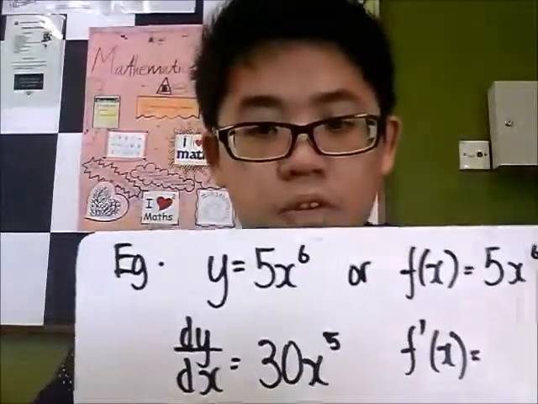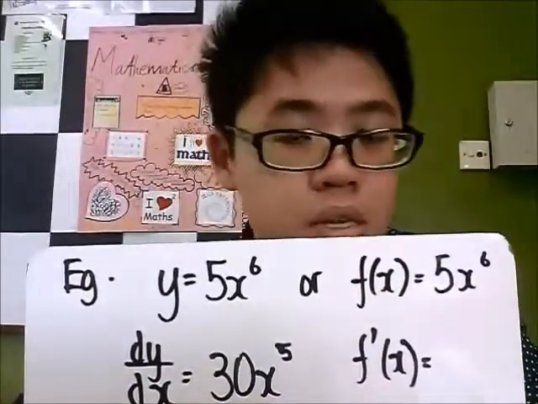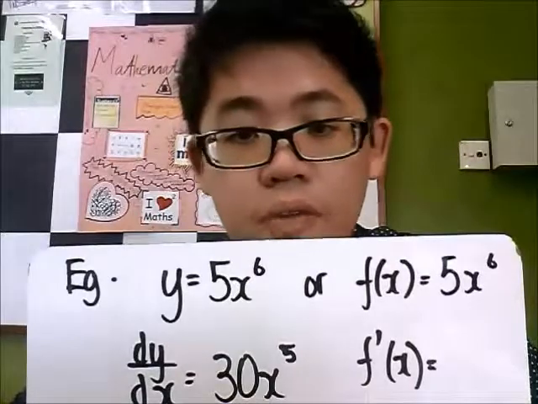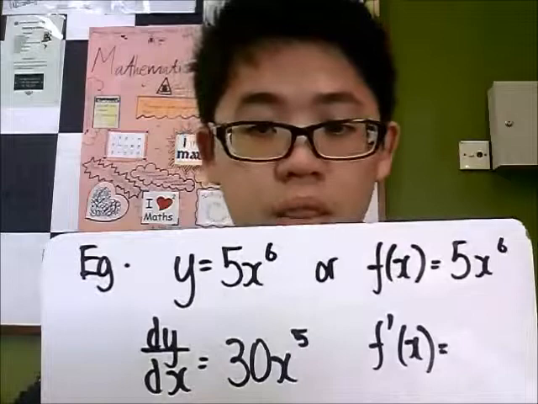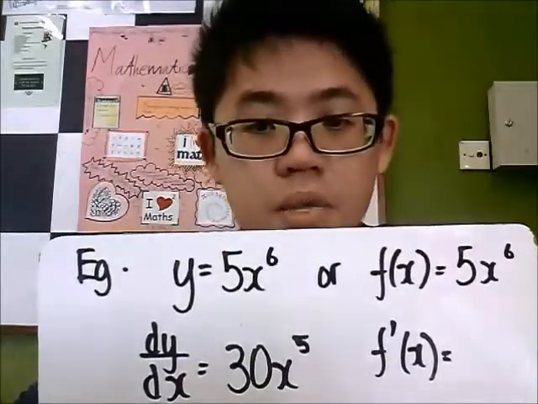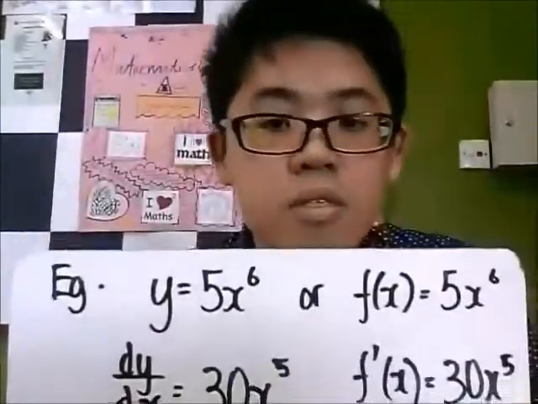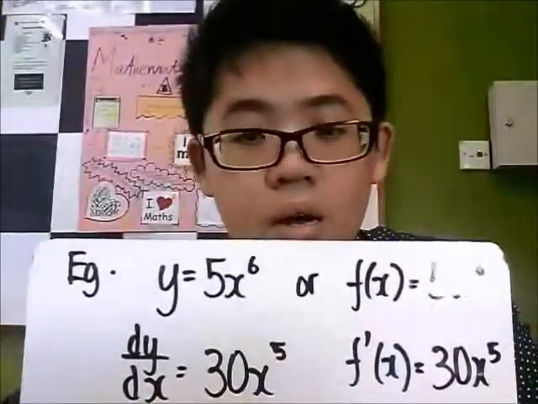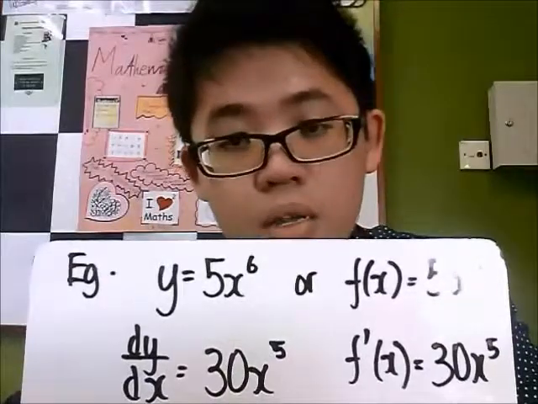Now sometimes it's not denoted by y equals 5x to the power 6, but written in the form of f(x). Then instead of writing dy/dx, it is written as f prime(x). It means the same thing, therefore the answer must be the same. Got it?